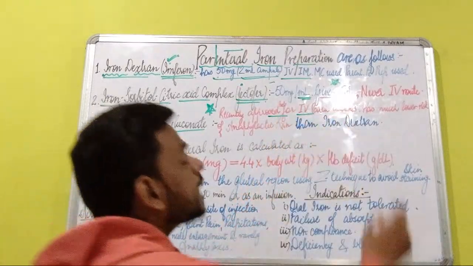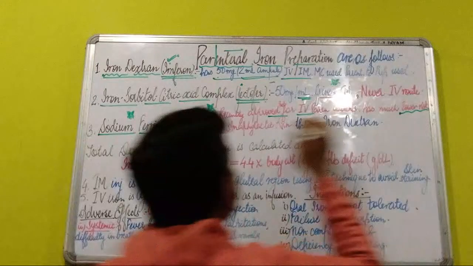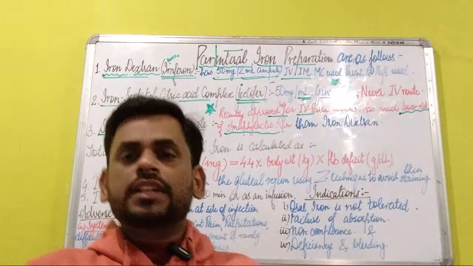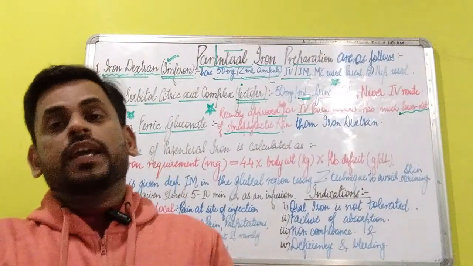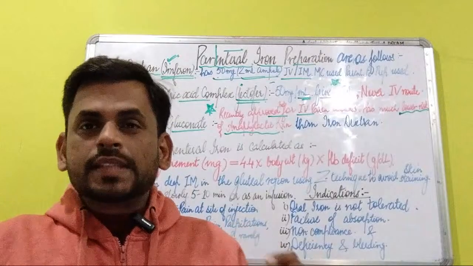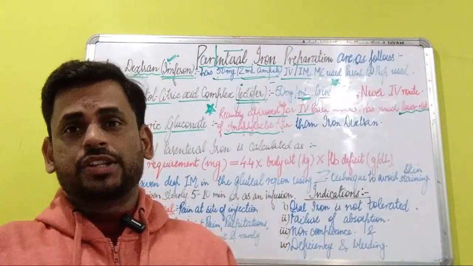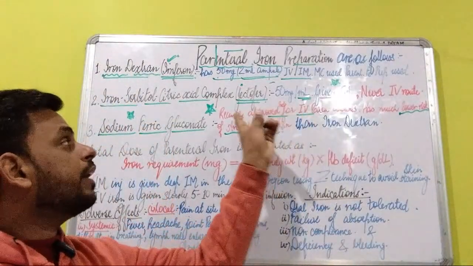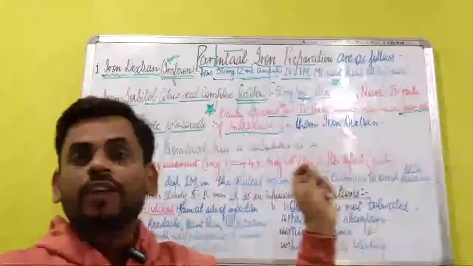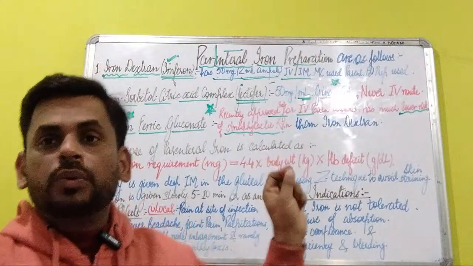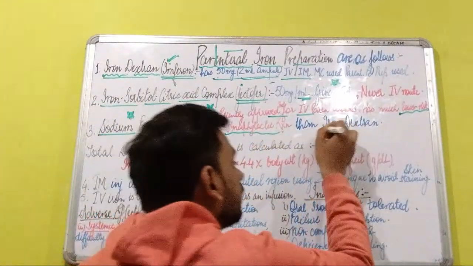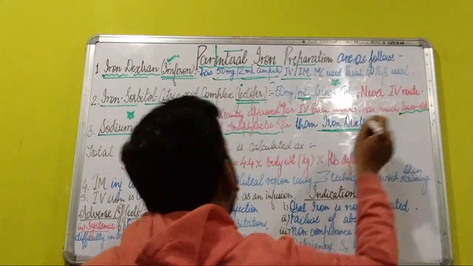Why? Because it has a much lower risk of anaphylactic reaction. Whenever certain iron preparations are infused through the IV or IM route, they can elicit certain kinds of anaphylactic reactions. So this newer, recently approved sodium ferric gluconate has been found to have a much lower risk of anaphylactic reactions when compared with iron dextran.